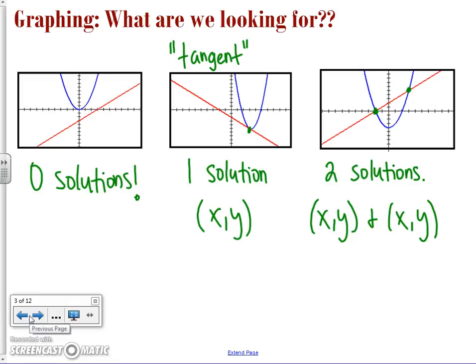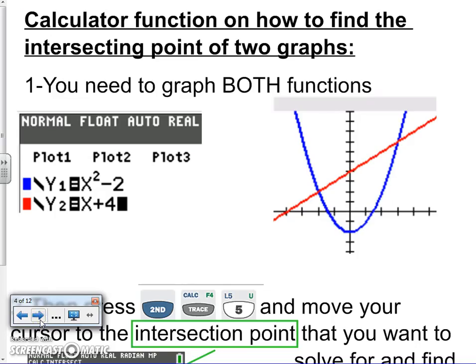Now we have a tool called a graphing calculator that is going to help us find the exact intersecting points of our 2 graphs. So here we go. I have a blue parabola that goes with the equation y equals x squared minus 2, and the red line is y equals x plus 4. They are crossing each other at 2 different locations. I see one happening here, and I see one happening here. Our calculator is going to help us find these points.